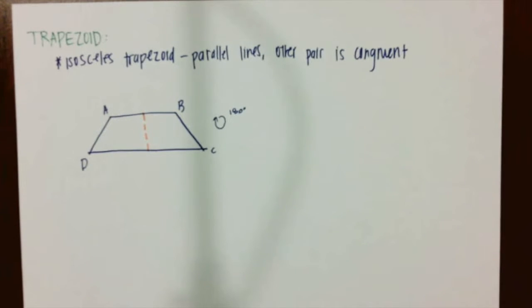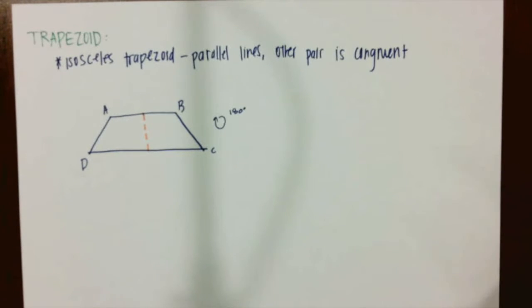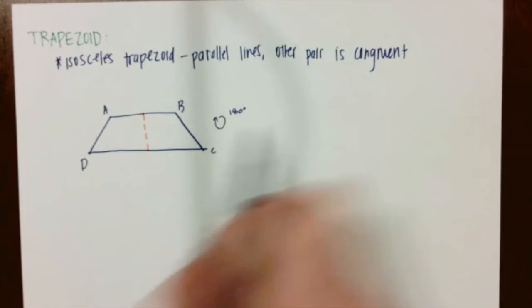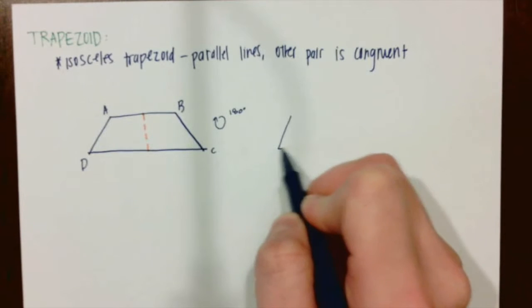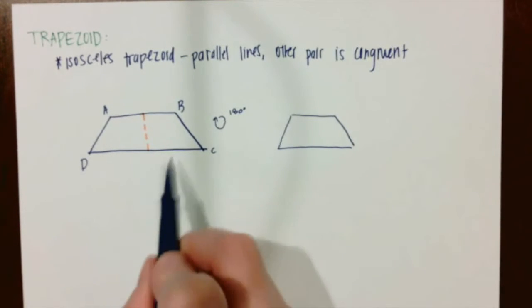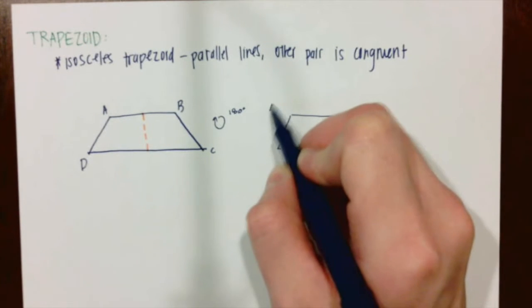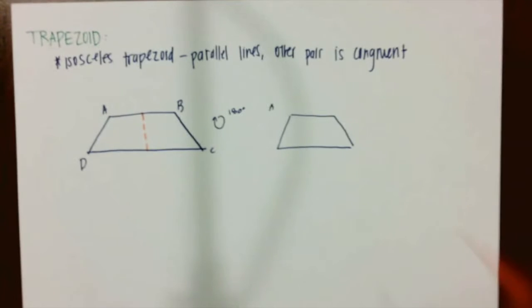What I can do is reflect it over this line of symmetry. So we're basically going to just swivel it over its own line of symmetry. A started out here, but now it's going to end up over here.